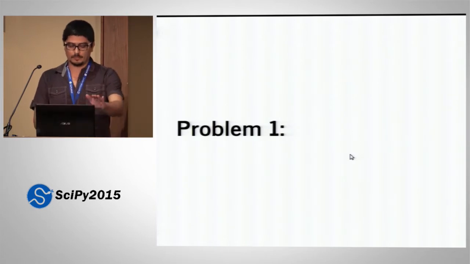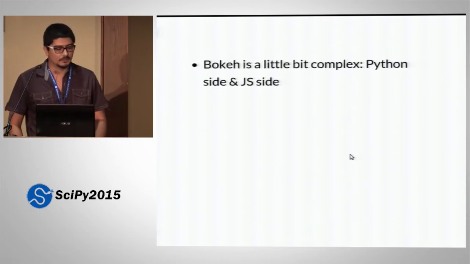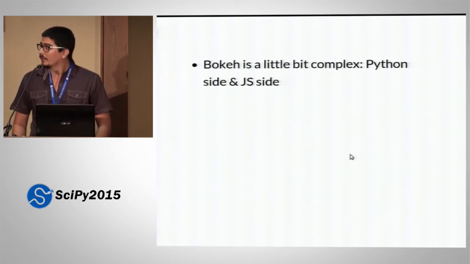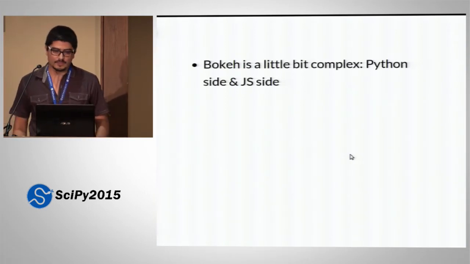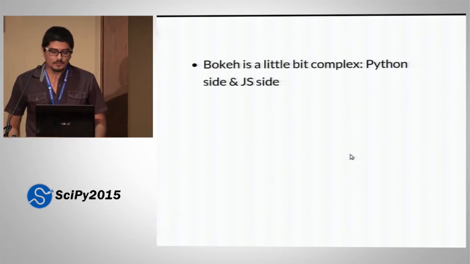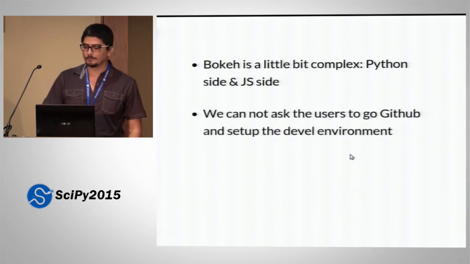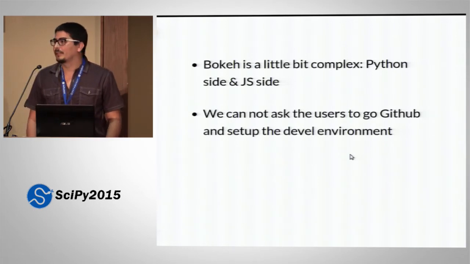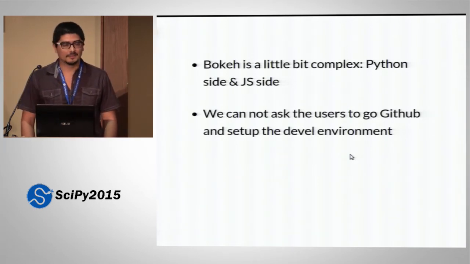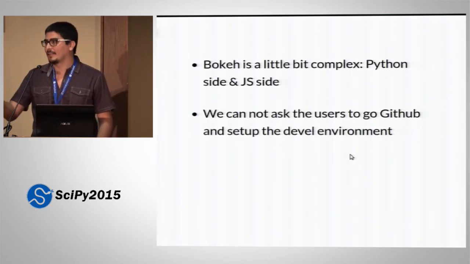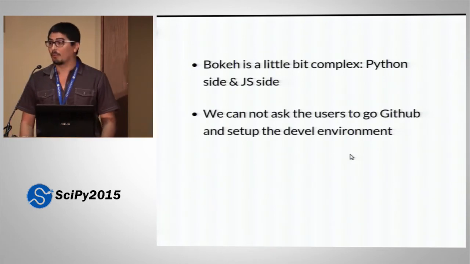So the first problem we have is that Bokeh is a little bit complex from the packaging perspective. Essentially, we have a Python side and a JavaScript side, and we have to take these two things together and ship that thing to the user. And there are also bug reports, and we know how to fix that thing. And essentially, we want to provide our users with an easy answer to their problem.